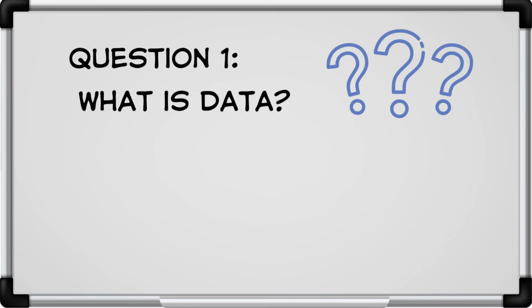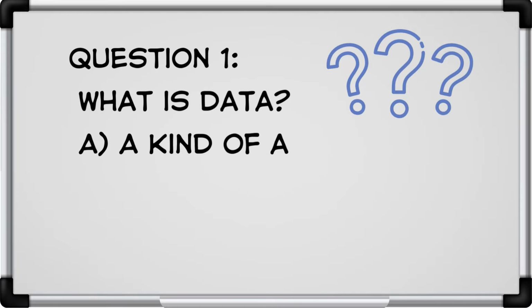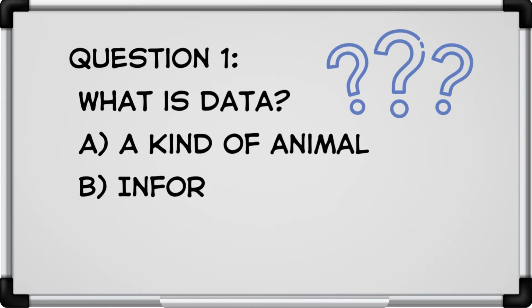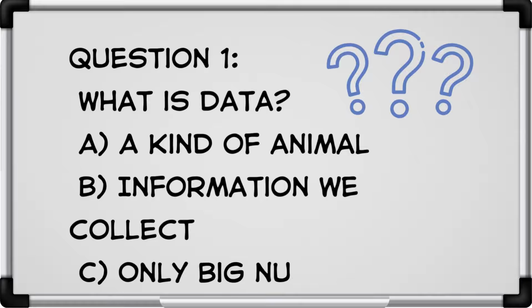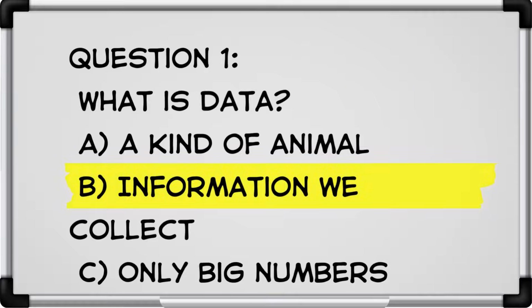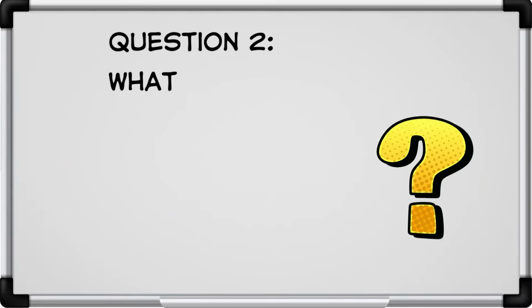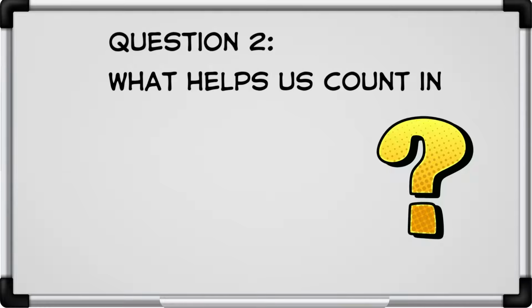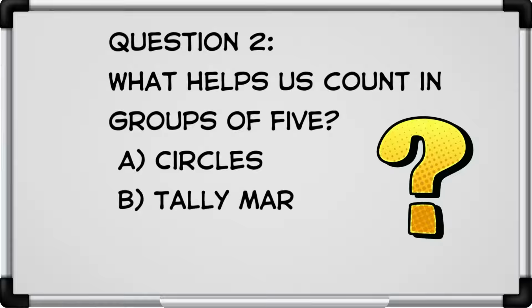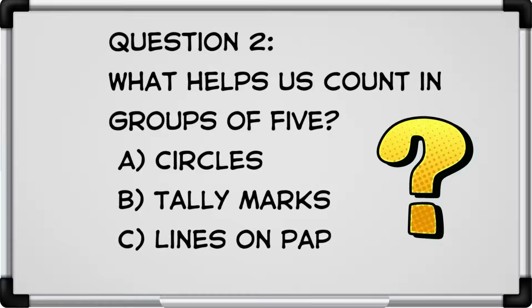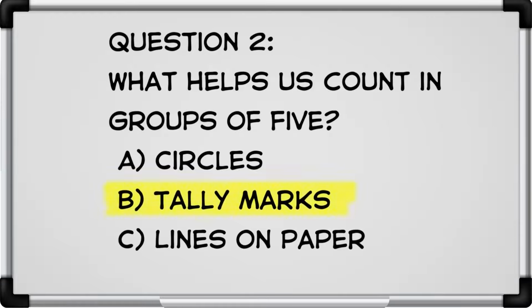Question 1. What is data? A. A kind of animal. B. Information we collect. C. Only big numbers. Answer B. Question 2. What helps us count in groups of 5? A. Circles. B. Tally marks. C. Lines on paper. Answer B.